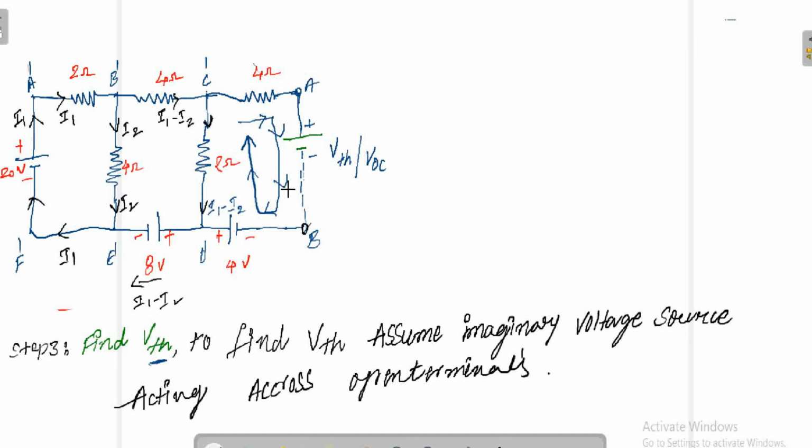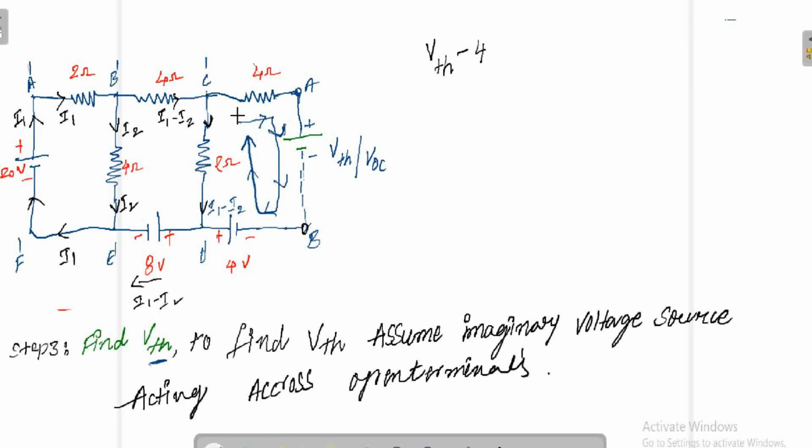Now let us apply KVL to this loop. By applying KVL to this loop, here the current is 0, so there is no need to consider the voltage drop across this 4 ohms. The loop direction is pointing towards the positive terminal of your VTH. Apply your KVL: here I can write plus VTH, and it is pointing towards the negative polarity of the 4 volts, so write minus 4. Now we have completed C dash to A.